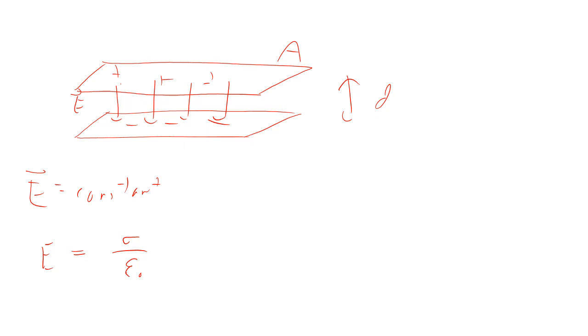All right, so we also happen to know that the voltage, the electric potential, is the integral of E dot ds. Okay, well, if the electric field is constant, it comes out of the integral, and this is going to be E times d.